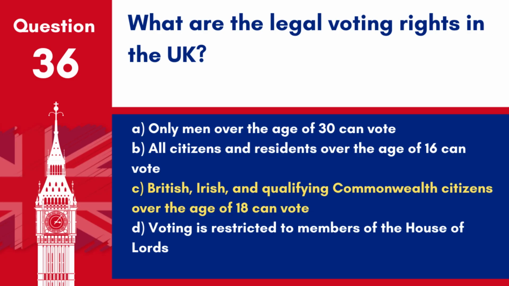Answer: C. British, Irish and qualifying Commonwealth citizens over the age of 18 can vote. These groups are eligible to vote in general elections, referendums and other electoral processes.